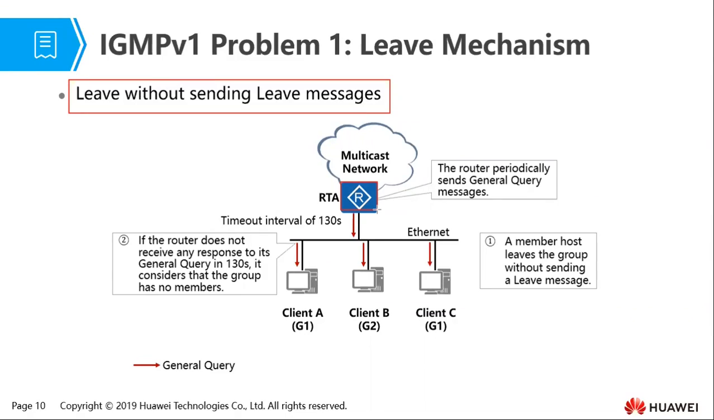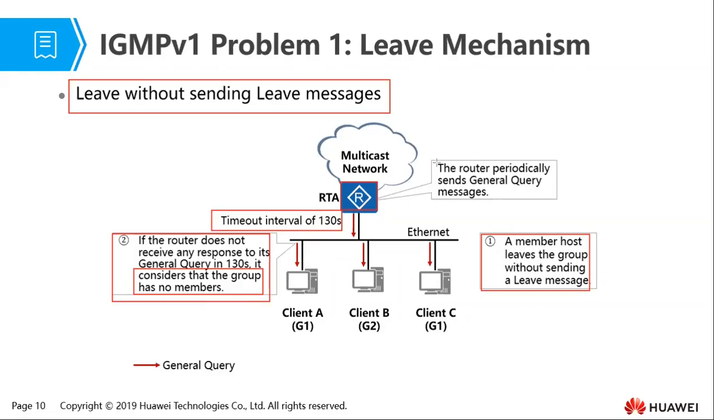So how does the router know that it no longer needs to send this multicast packet in this network segment? Let's look at this example. A member host leaves the group without sending a leave message. What will the router do? If the router does not receive any response to its general query, by default, every time the router sends a general query, it sets a timeout interval of 130 seconds. So if 130 seconds elapse without receiving any response from that group, then it considers the group to have no members and closes down the group.